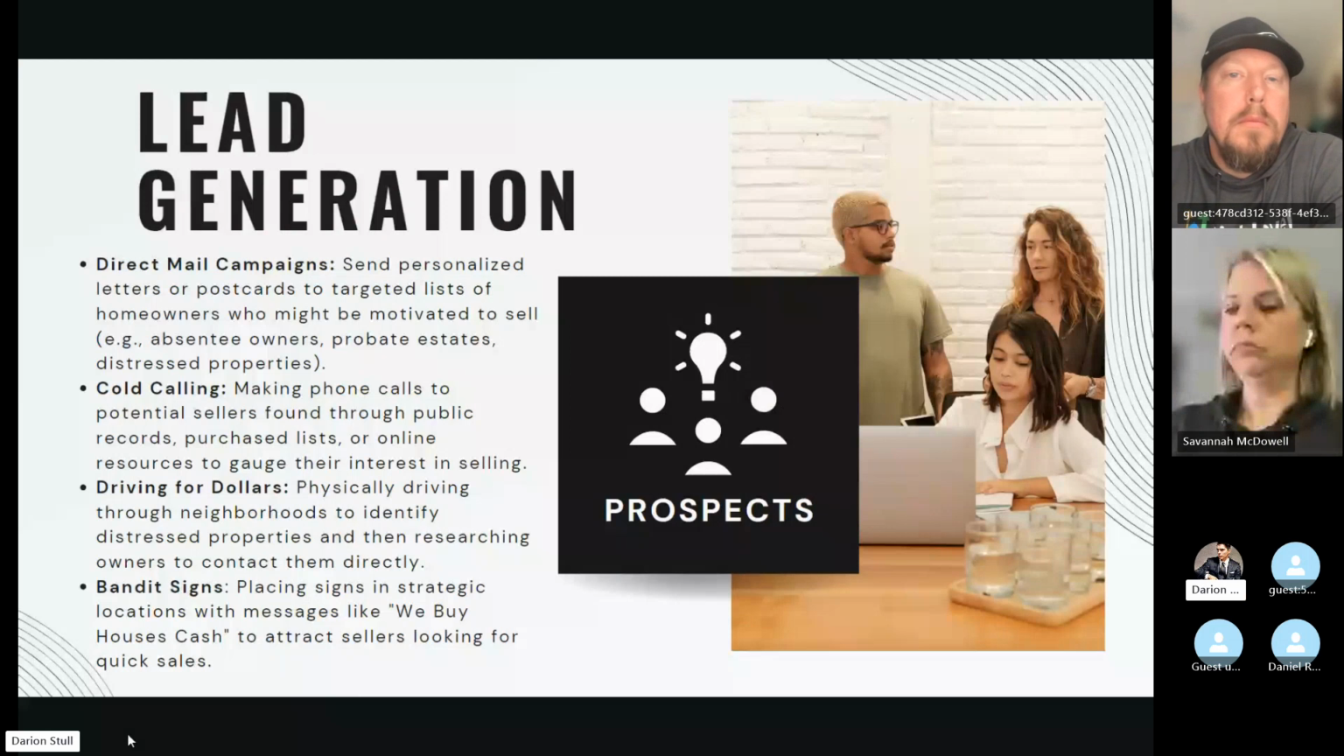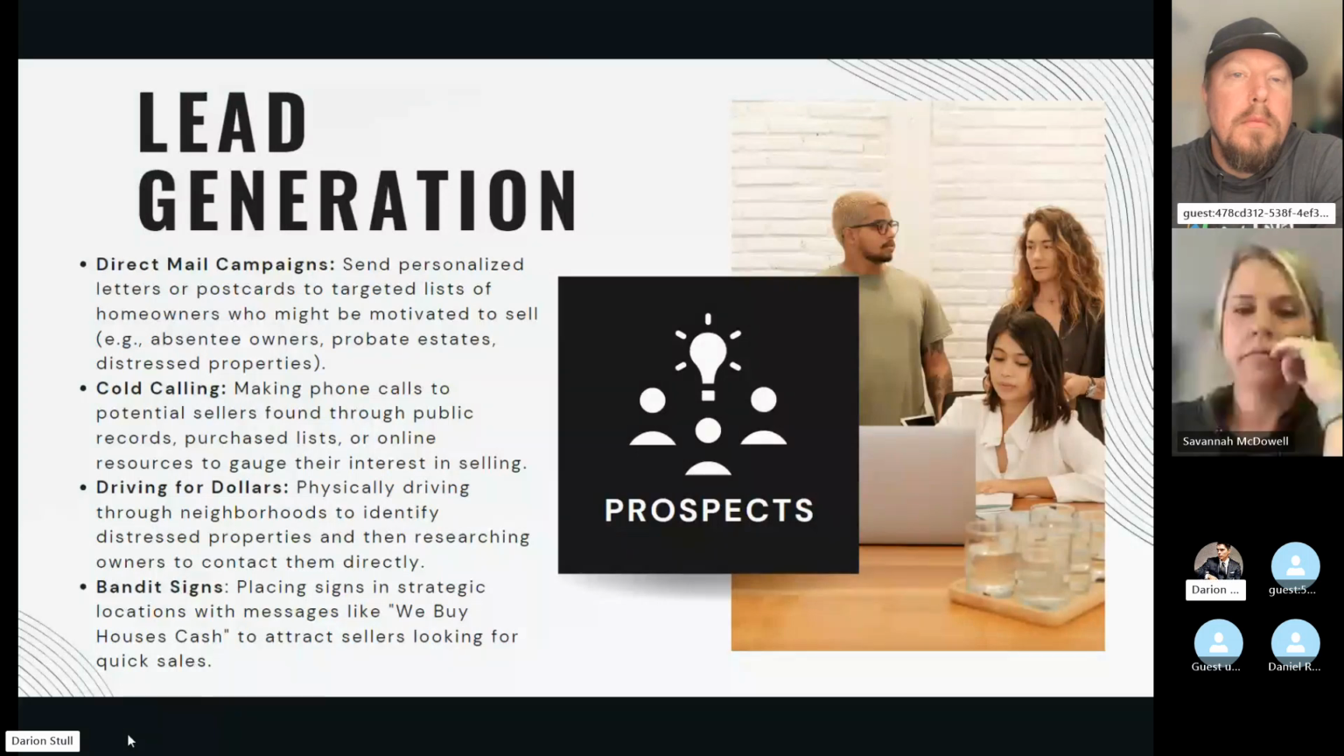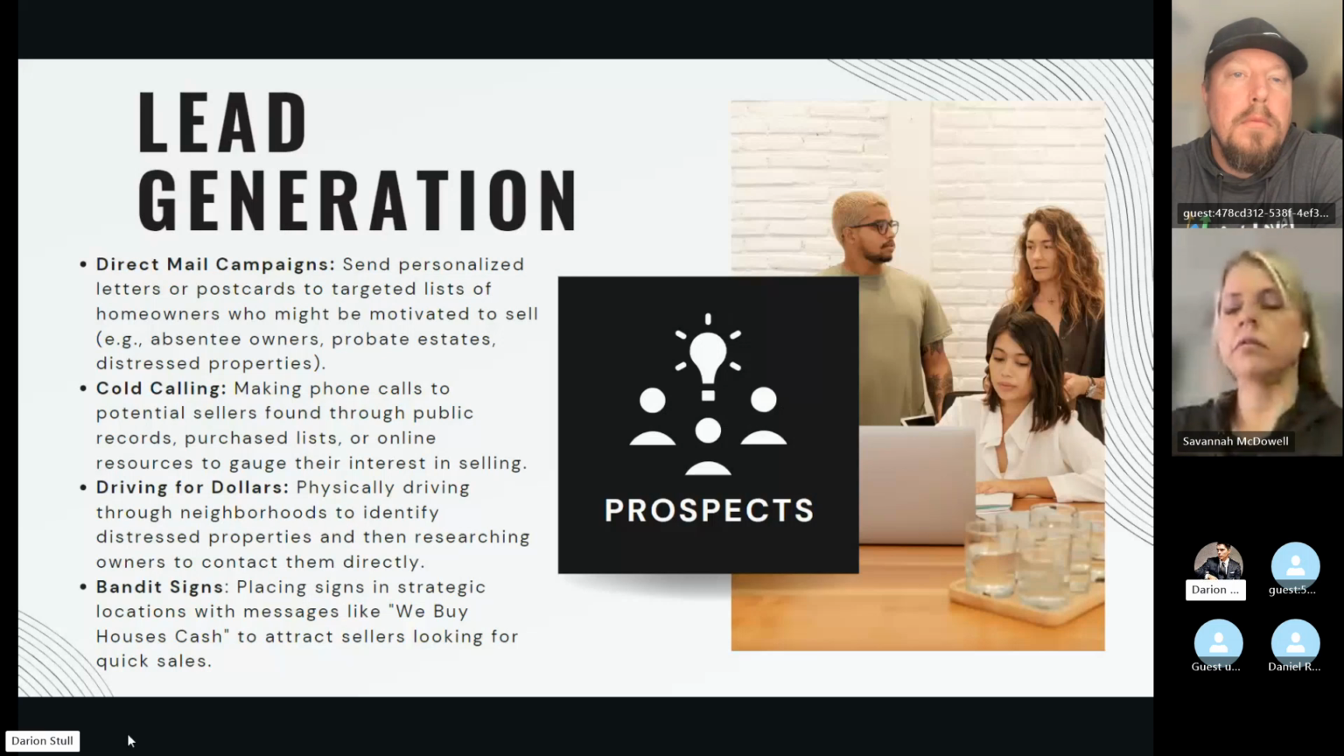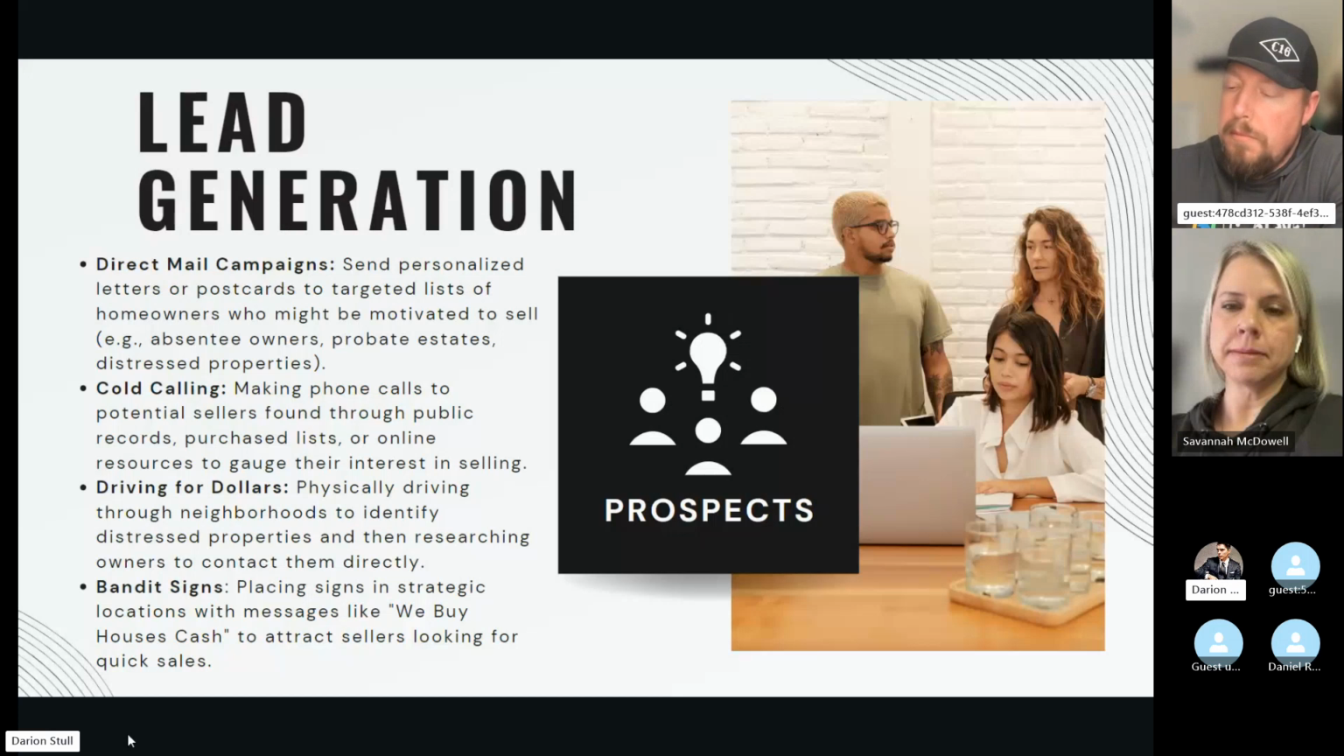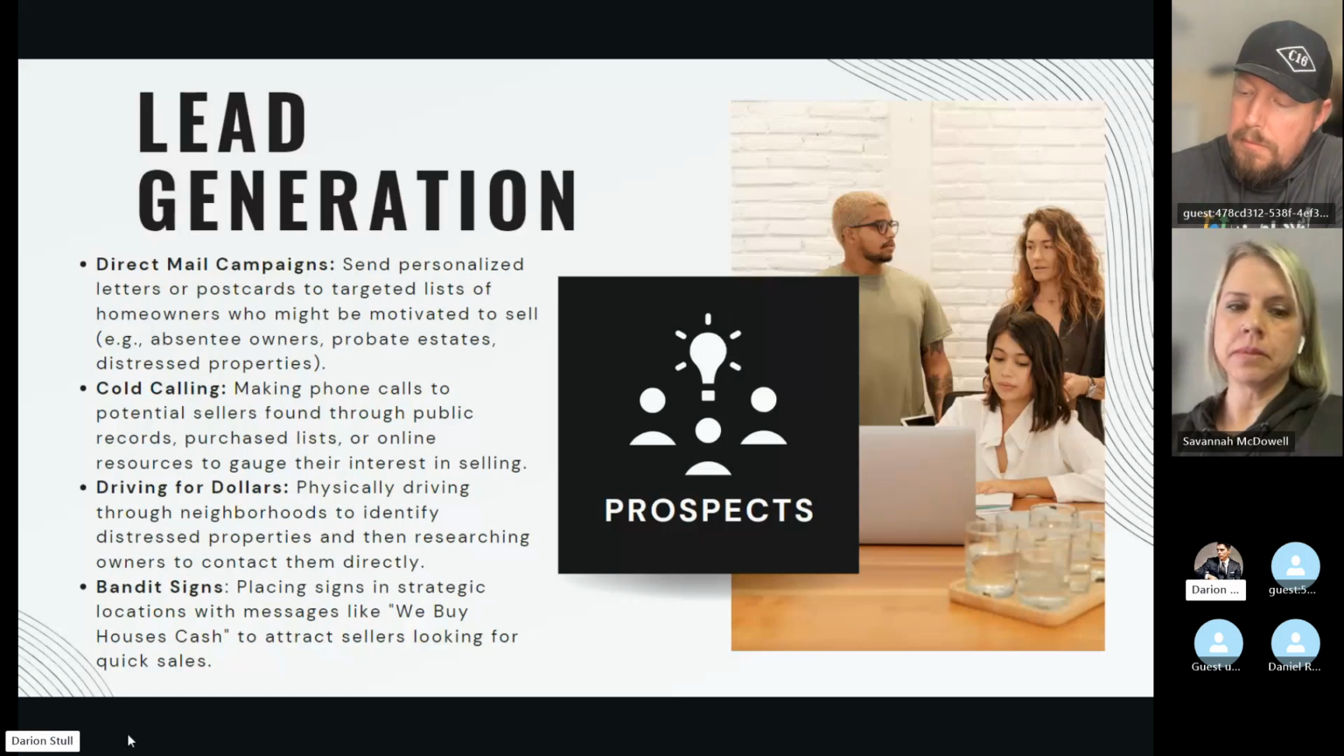Wherever it is that I'm driving, I'm constantly looking at properties. If I see something that's distressed, then I'll take note of the property and I'll skip trace it later and try to get a hold of that seller. So driving for dollars is really good, and you can use batch leads, and there's another one that I used quite a bit. I can't remember, I have to look at it. But driving for dollars is a good one.